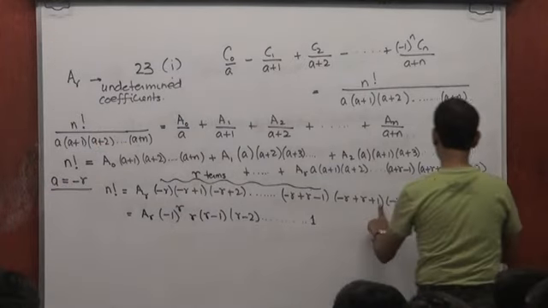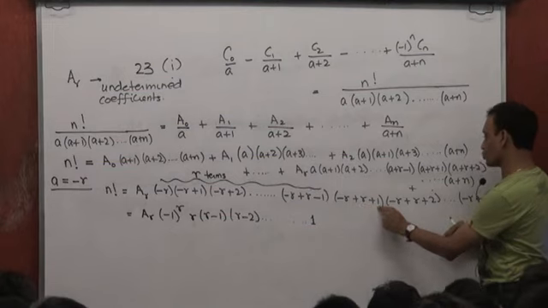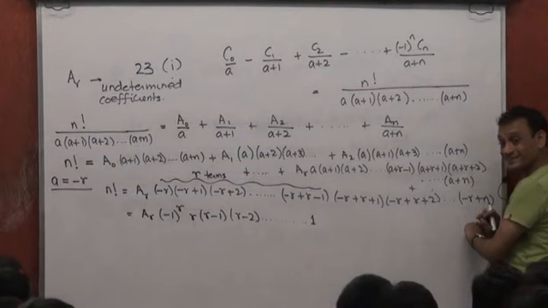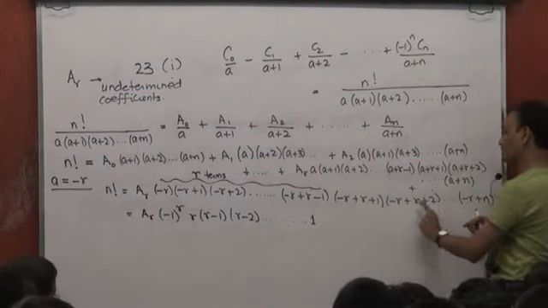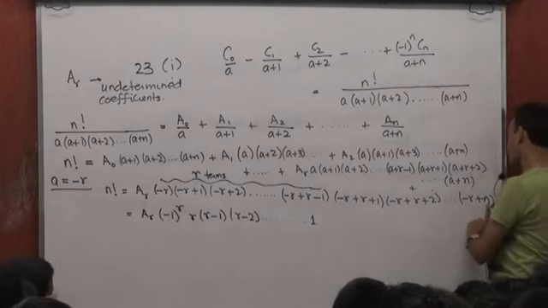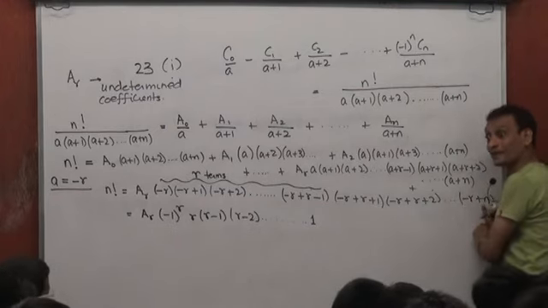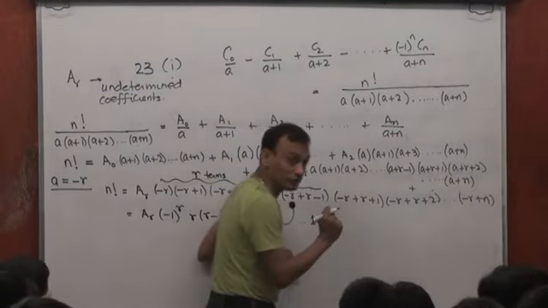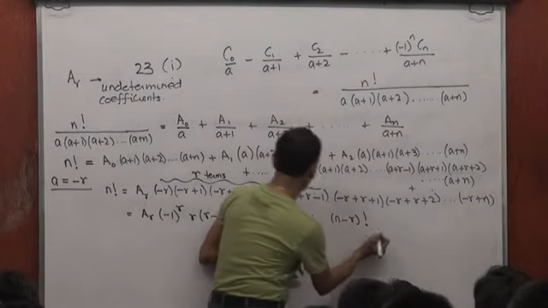As far as these terms are concerned, minus r plus r, so 1 into 2 into 3 up to n minus r, isn't it? These terms, starting from here, 1 into 2 into 3 up to n minus r, yes or no? That will give me n minus r factorial. I hope all of you understand this. So, into n minus r factorial.